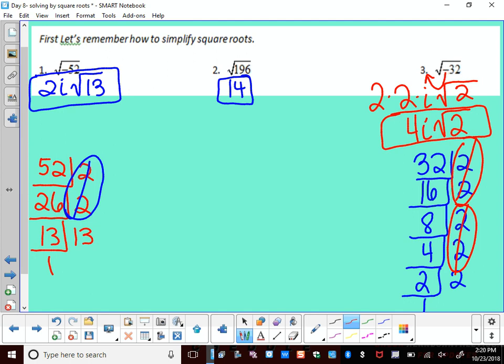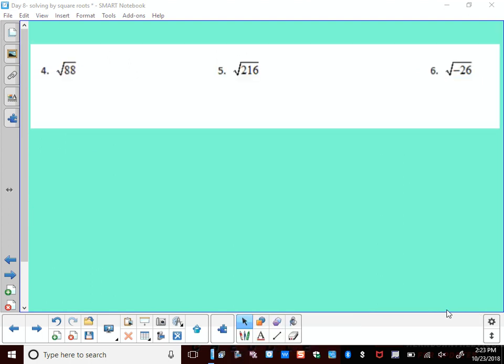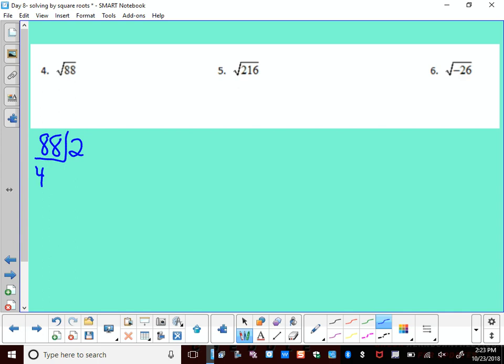I want you guys to do 4 through 6. Alright, so number 4. It's not a perfect square, right? So you had to do a factor ladder for 88. My smallest number was 2. I divided and got 44. Smallest number is 2. Divided and get 22. Smallest number is 2. 11. Smallest number is 11. We get to 1 and we stop.